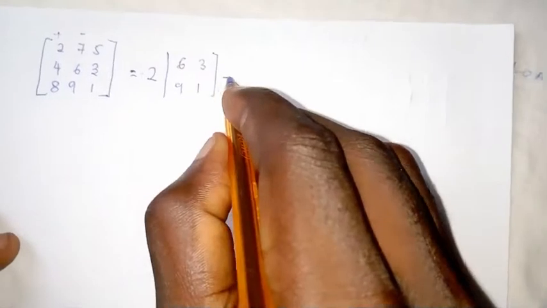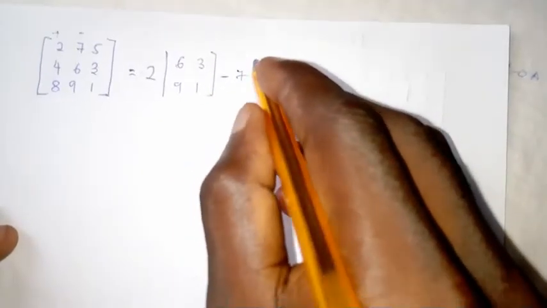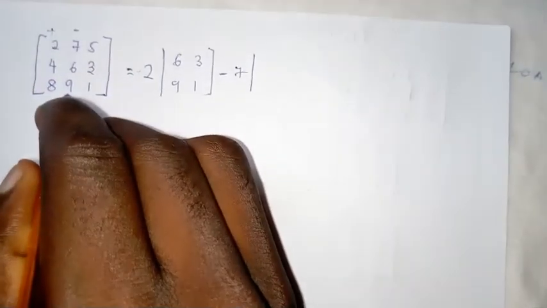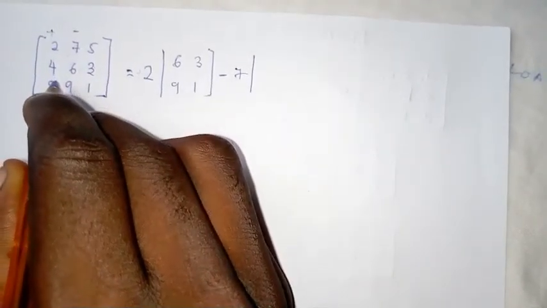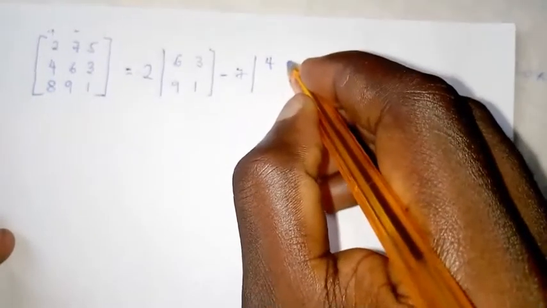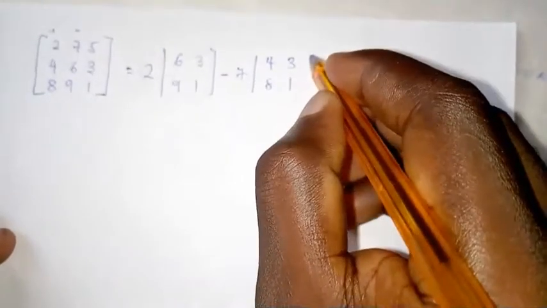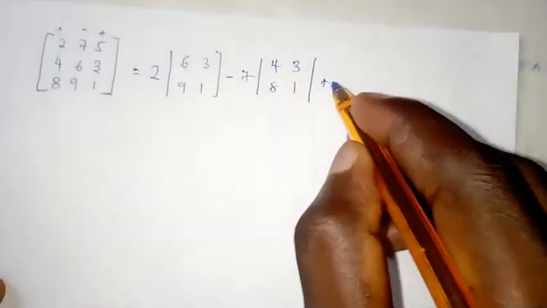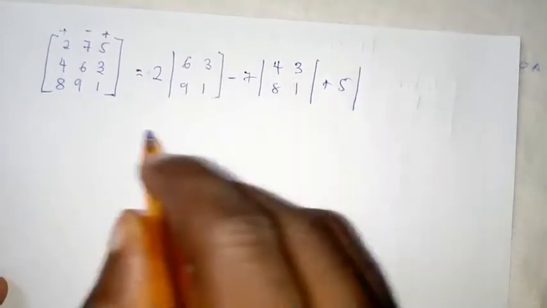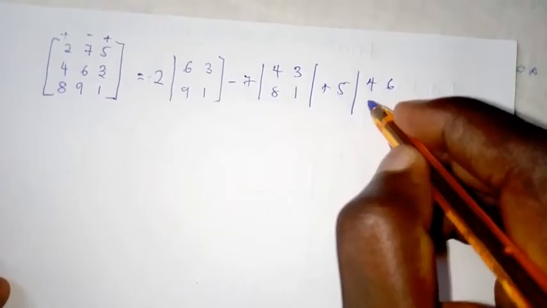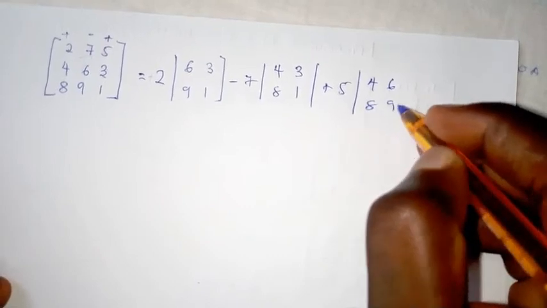The place sign of the next element, as we've already seen, is minus. So we have minus 7 multiplied by its minor, omitting the row and column it belongs to, so we have 4, 3, 8, 1. Here the place sign is plus, so we have plus 5 multiplying its minor, omitting its row and column, which is 4, 6, 8, 9.